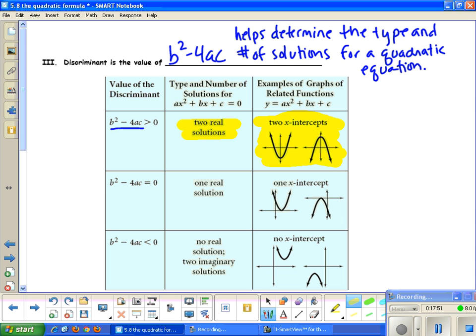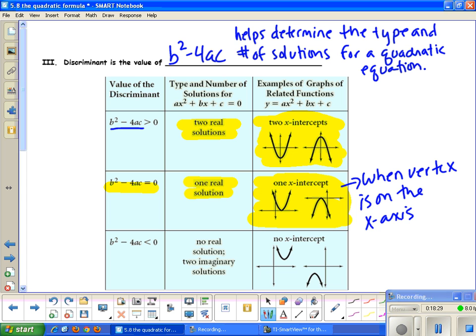When your discriminant is equal to 0, that means what's underneath the radical is 0. Well, the square root of 0 is 0. So if you do plus or minus 0 in your quadratic formula, you would only have one answer. So you're going to have one real solution. And you get one real solution when you have one x-intercept, and that's when your vertex is on the x-axis. So let's go ahead and write that down. So when the vertex is on the x-axis, you get that 1.